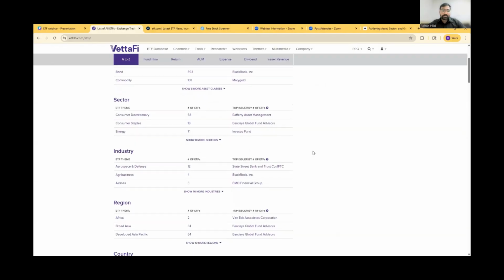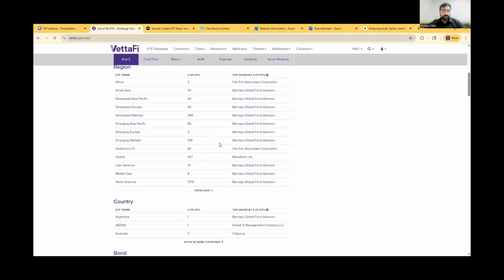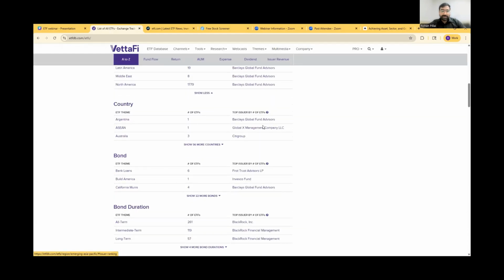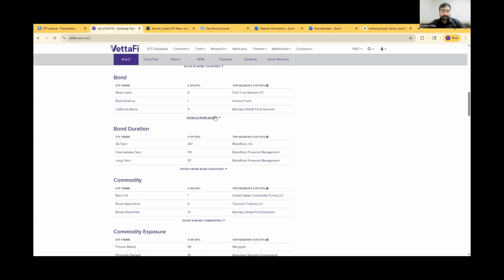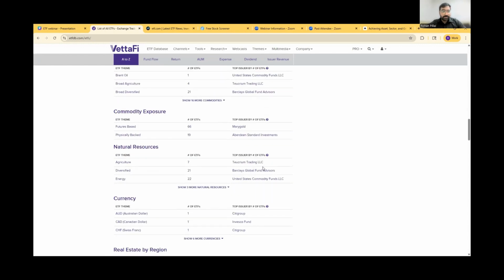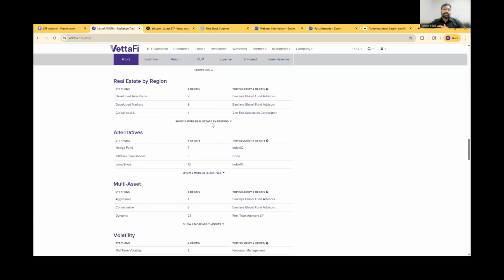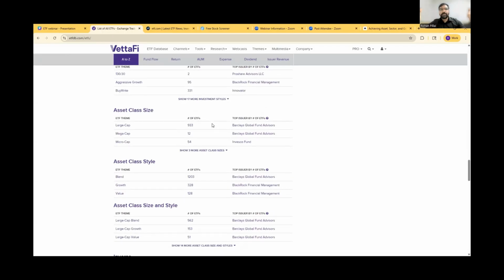As you can see, there's quite a lot of stuff. You have more regions, you have countries, you have different types of bonds, a lot of types of bonds, and you have currency, if you want to have ETFs on currency. Like I mentioned, there's a lot you can do right here. Like I said, the holy grail for finding the ETF that's right for you.